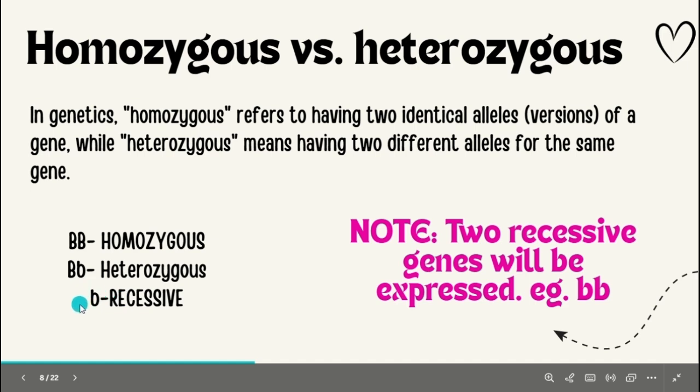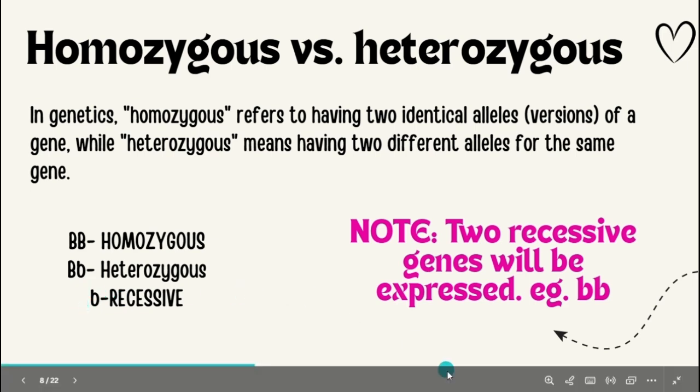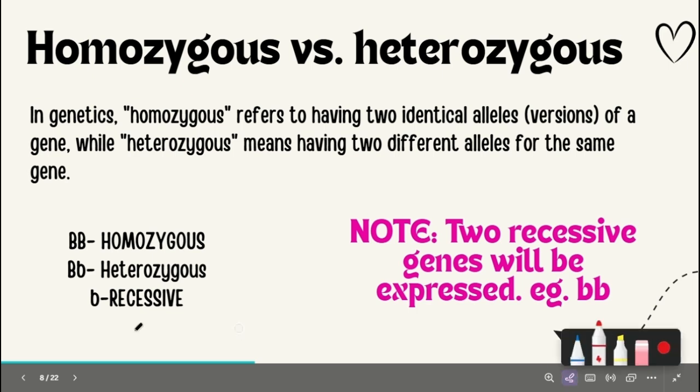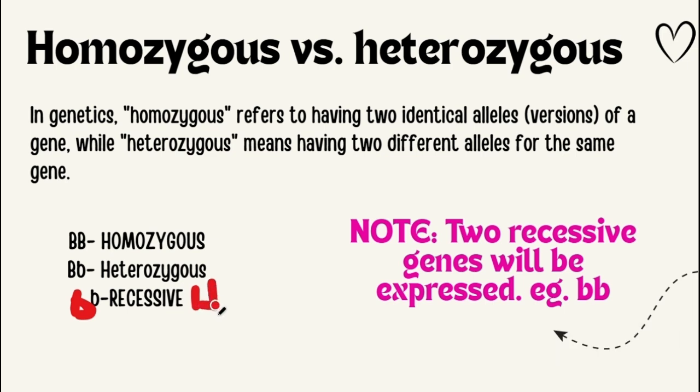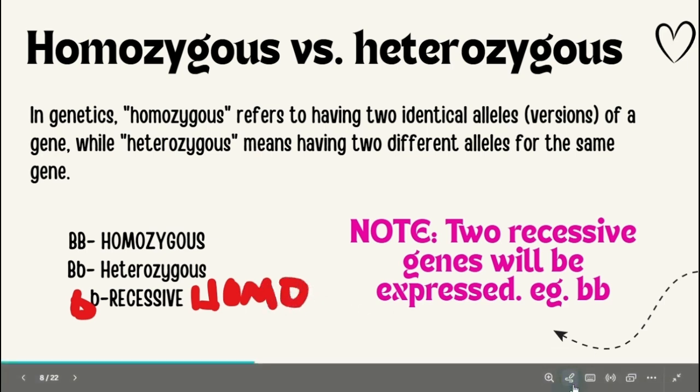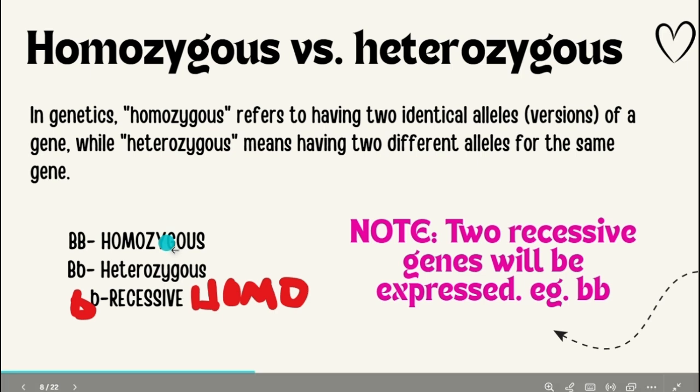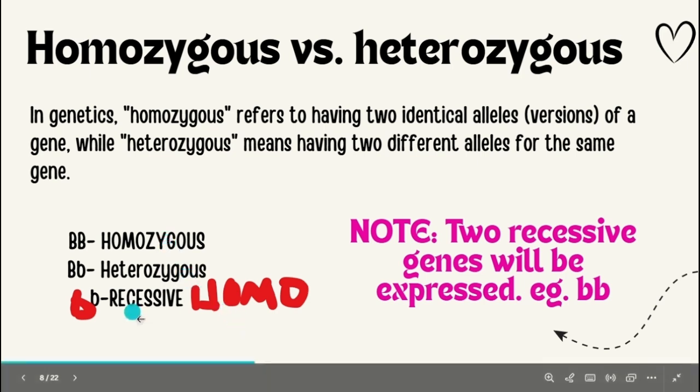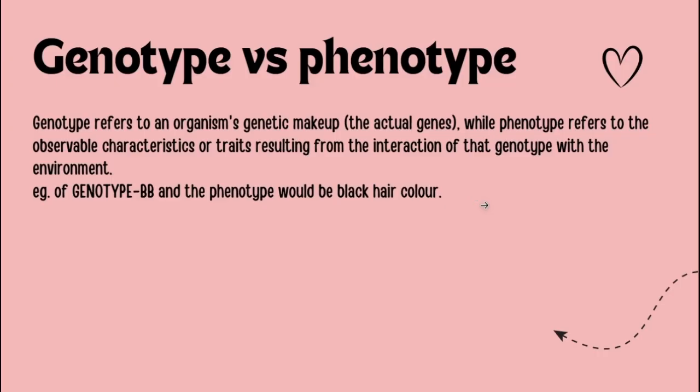But in this situation, if we put another little b right here, that would be homozygous recessive, right? So we can just say homozygous recessive. So you have homozygous dominant, you have heterozygous, and then you have homozygous recessive. Those would be the three main ones.